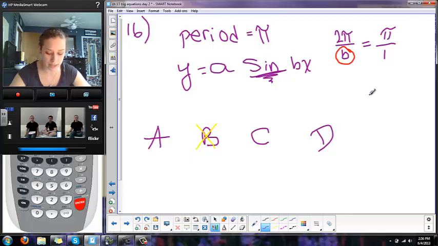Because choice A, I see 2 full curves between 0 and 2 pi. Choice C, I only see 1 curve. And then choice D, there's 1, 2, 3 curves. So whatever b turns out to be, it's going to tell us what our answer is.